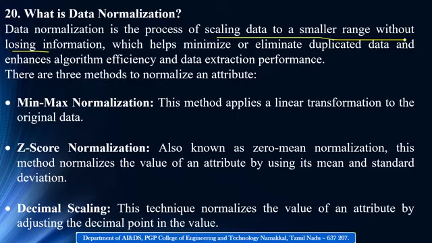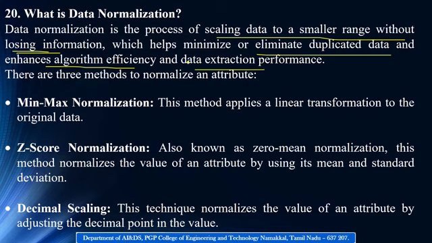So scaling the data to a smaller range without losing the information. What is the use of this? This helps to minimize or eliminate the duplicate data and to enhance the algorithm efficiency. Whatever algorithm is processing your data, its efficiency will be improved by using the scaling concept, and also the data extraction performance.